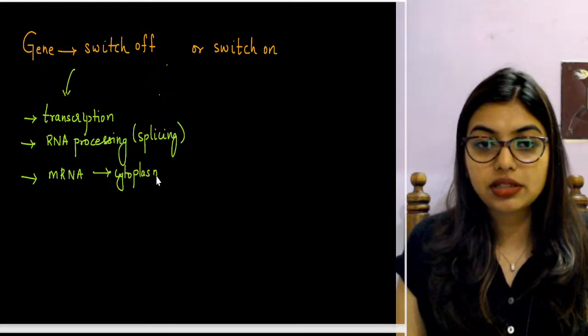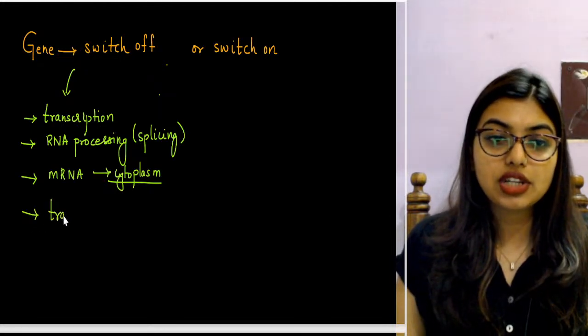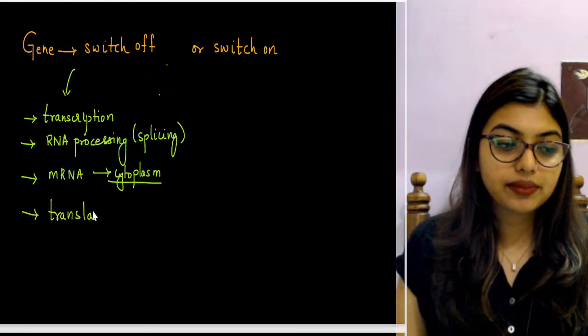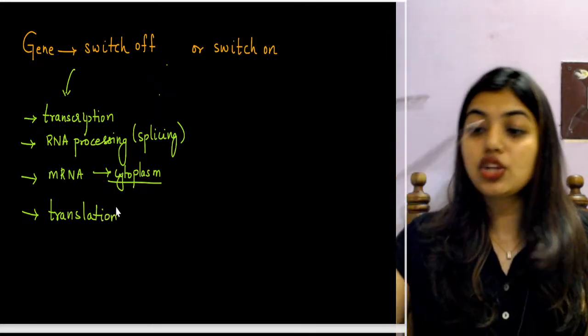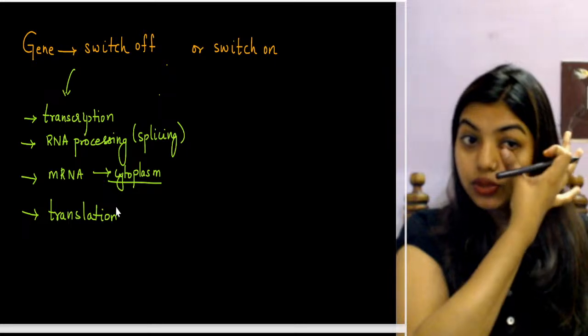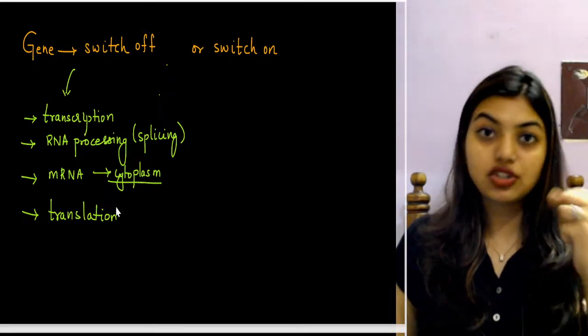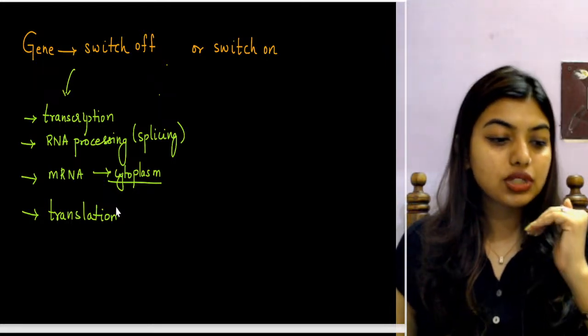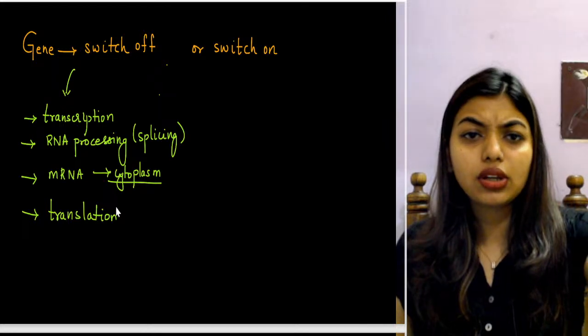That time also we can do this. Or else we can do it when the gene is going for translation. Understood, all of you? So what the gene can do is switch off when it is going to start with transcription. Transcription is going to start, that time it can do. Yes or no?